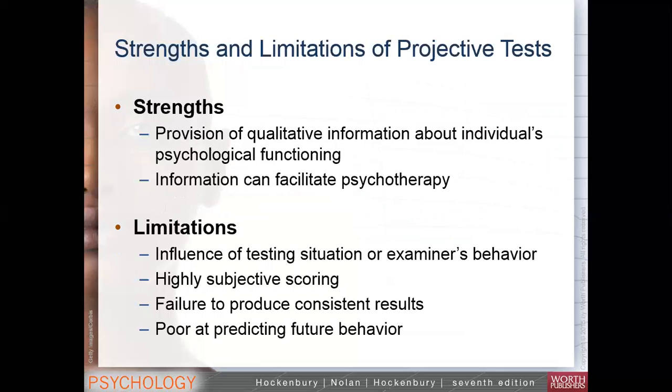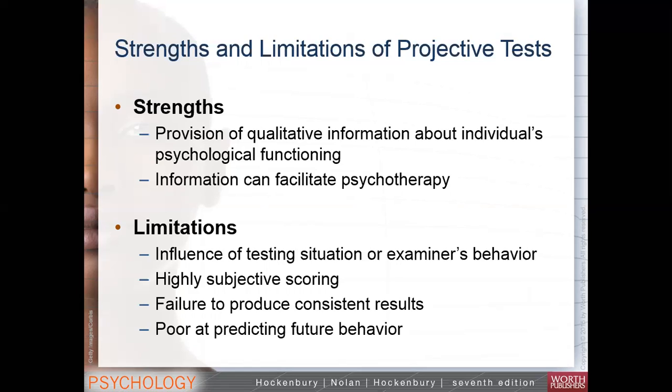Of course, some limitations are people can be influenced by the situation. They can be influenced by their examiner, the behavior of the examiner, if the person is receptive to them. It's extremely subjective. You could have a rater who's sitting down and scoring the test and saying, I think you're worried about your relationship with your girlfriend or your boyfriend. And then you sit down with somebody else and tell them the same story and they come up with a completely different diagnosis or completely different idea in scoring.